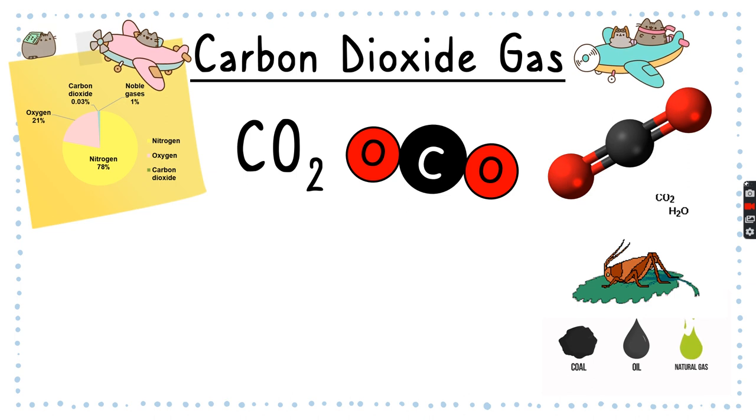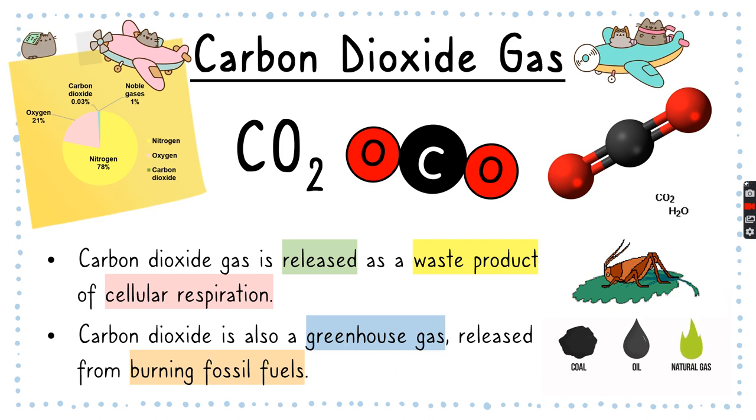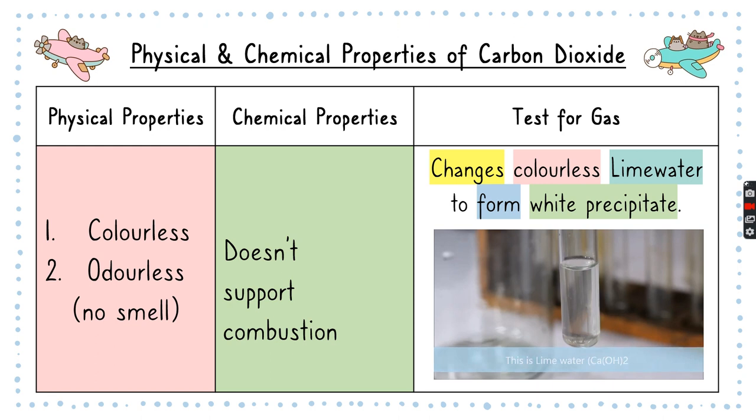So there's two ways that carbon dioxide gas can be released into the atmosphere. Number one, carbon dioxide gas is released as a waste product of cellular respiration. And number two, carbon dioxide is also a greenhouse gas. So this is also released from burning fossil fuels.